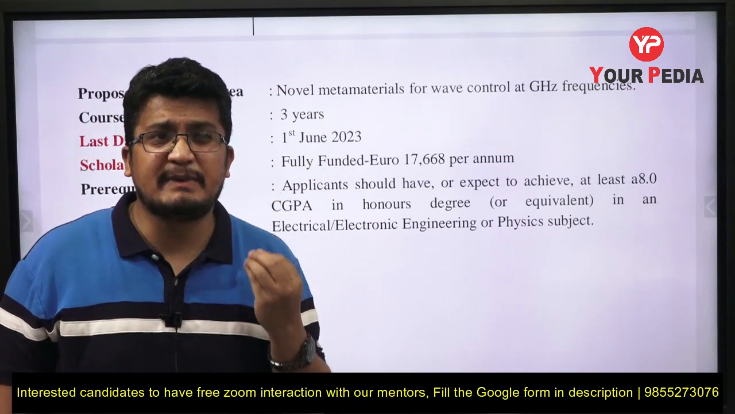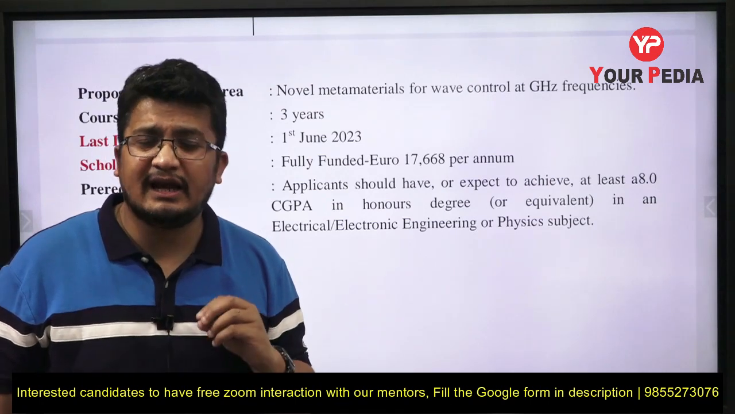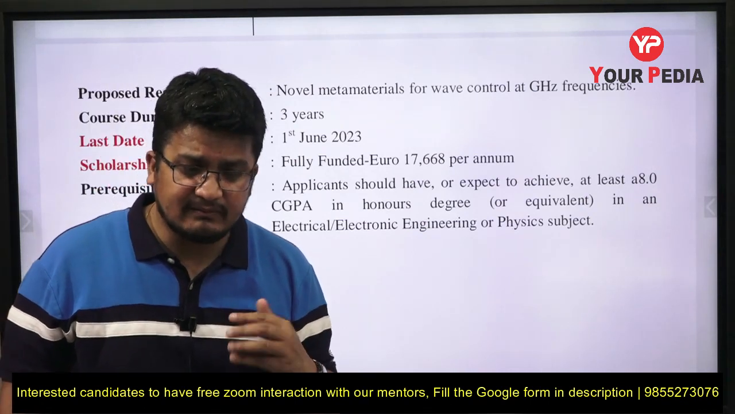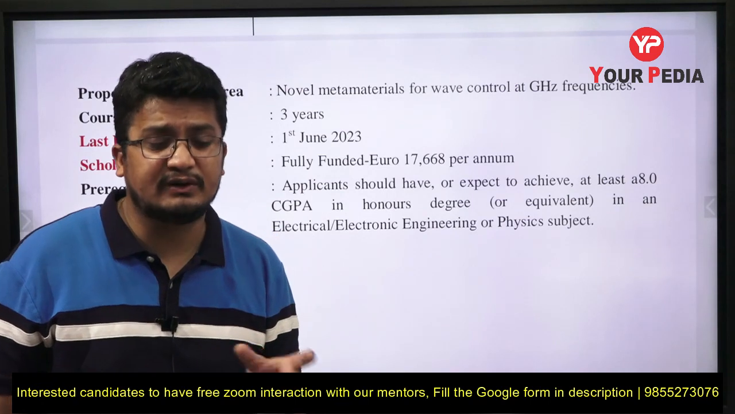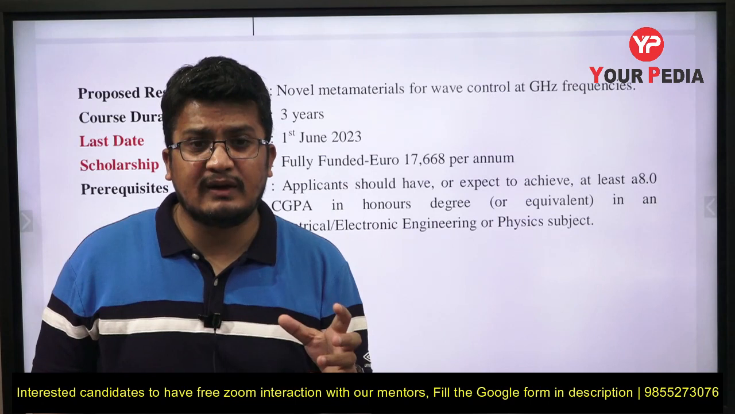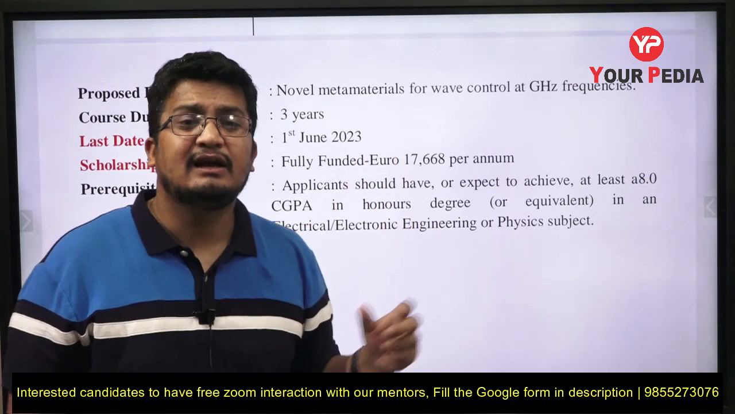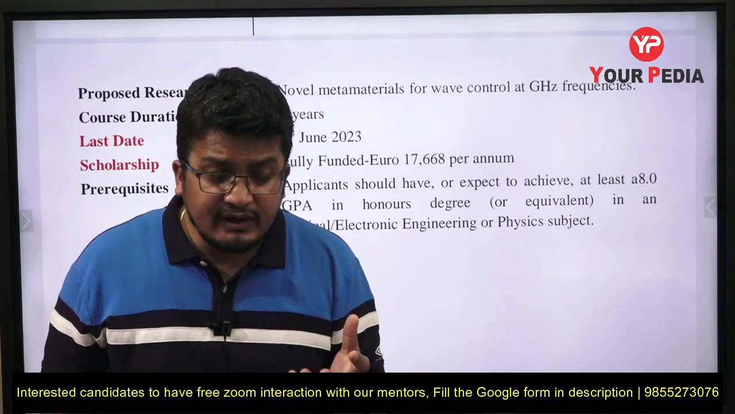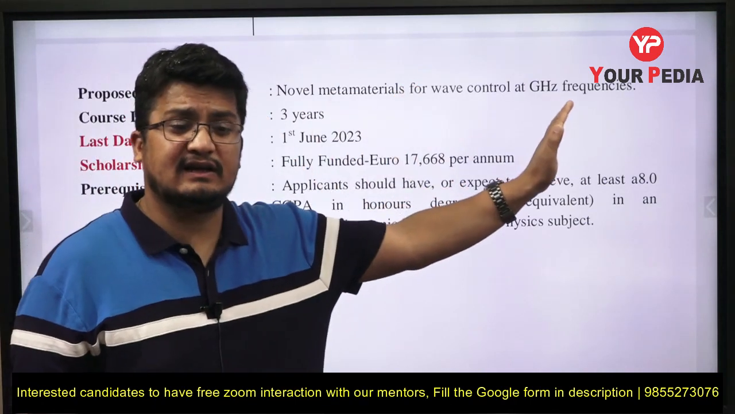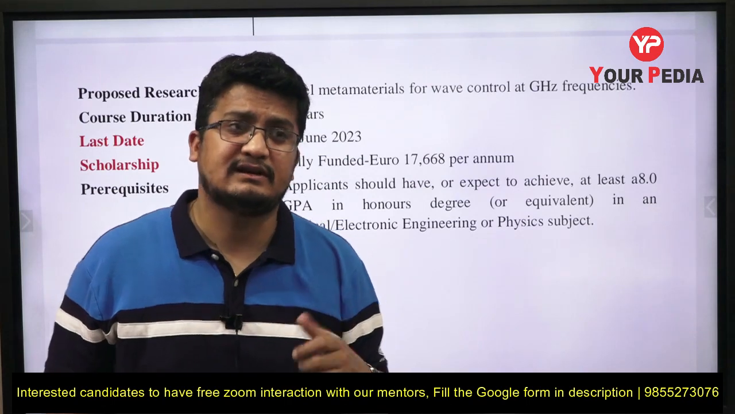Applicants should have or expect to achieve at least 8 CGPA in an honors degree or equivalent in electrical or electronics or some physics subject. Even if you are coming from physics and you have some relevant coursework during your MSc or BSc, you can apply. If you are coming from electrical and electronics and you have some relevant coursework as per the requirement of this project and research area, then you can apply also. So from where will you get to know these kinds of details? Visit this university and explore this research area and see what their expectations are from the person who is joining them for the PhD, right?